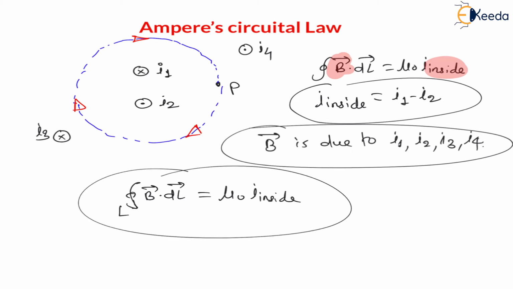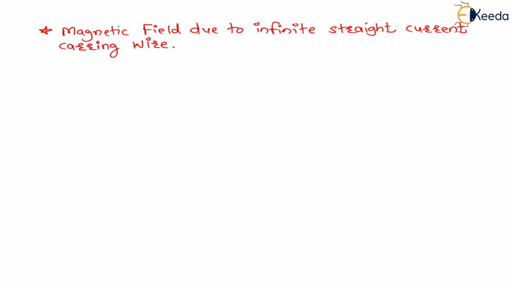With the help of this Ampere's circuital law, let us solve a few cases. Let us solve the first case, that is the magnetic field due to an infinite straight current carrying wire. Let us say I have one current carrying wire like this, and through this wire current is flowing. Let us assume the current is going in the upward direction. You can assume downward also, no problem. Now I have to calculate the magnetic field at any point P, at a distance r away from the wire.